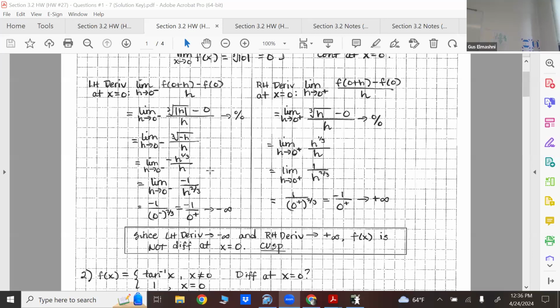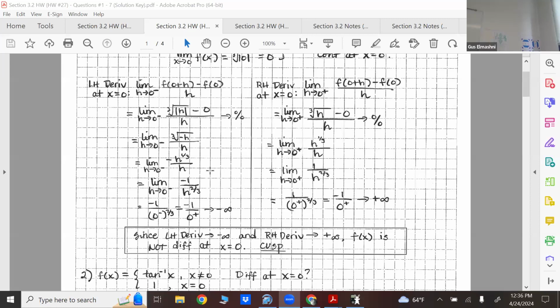So the absolute value of h, because it's approaching 0 from the left side, oh, right. Let me take this back. This is a piecewise function, right? Absolute value we treat like piecewise. So that's what I have to do. Actually, I didn't write the piecewise function. We should actually do that.